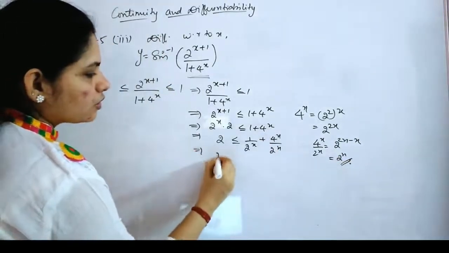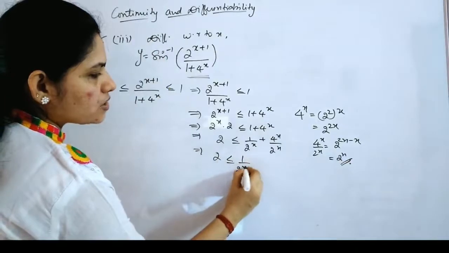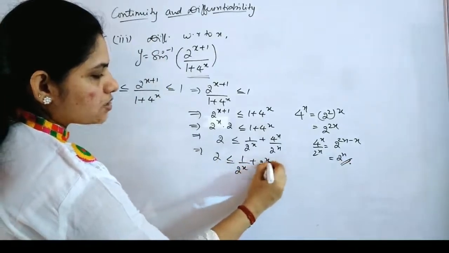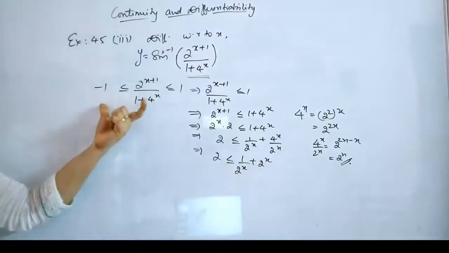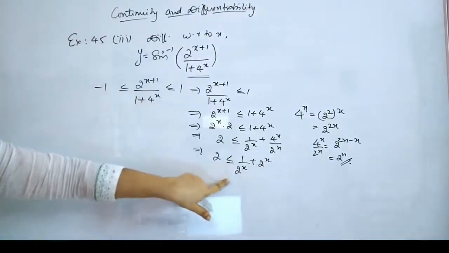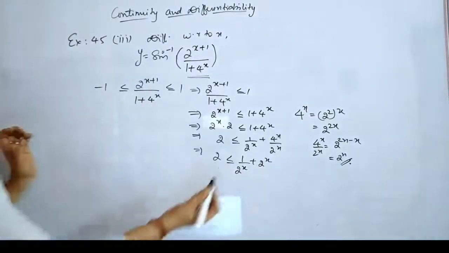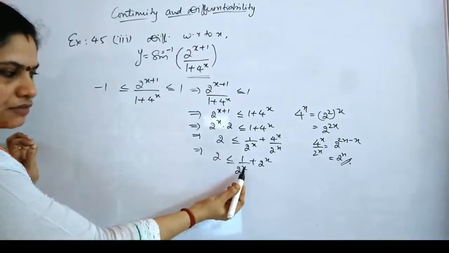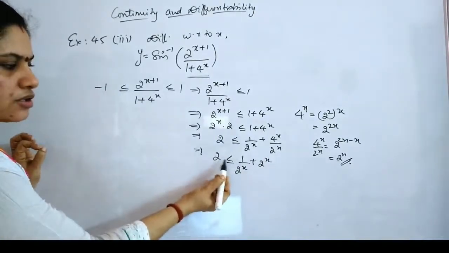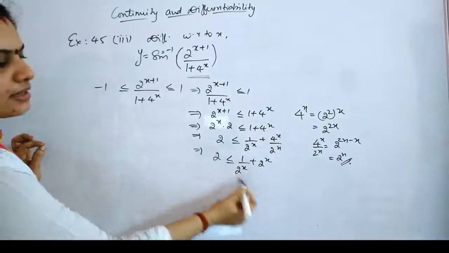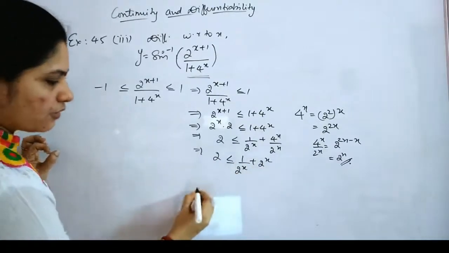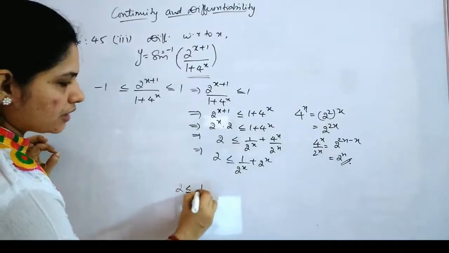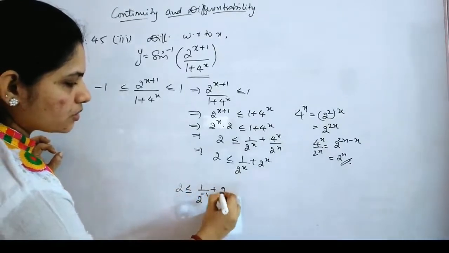I am getting 2 is less than or equal to 1 by 2 raised to x plus 2 raised to x. Now whatever value you give for x, it will be satisfied by this. That means even if you substitute a negative value, negative 1, for x, this will give you 2 is less than this quantity. For minus 1 you get 2 is less than or equal to 1 by 2 raised to minus 1 plus 2 raised to minus 1.